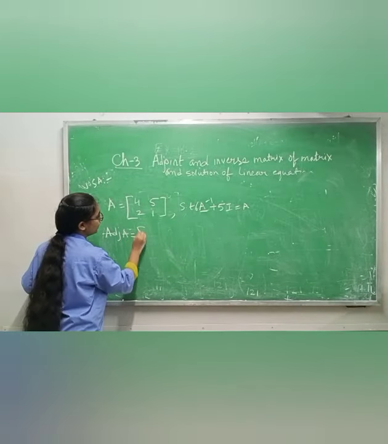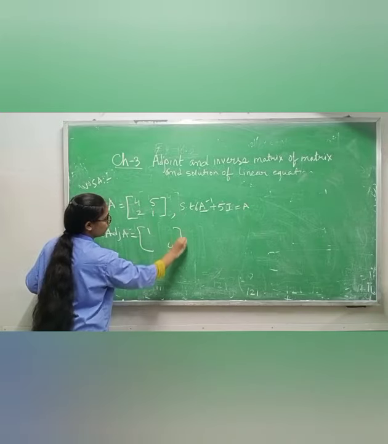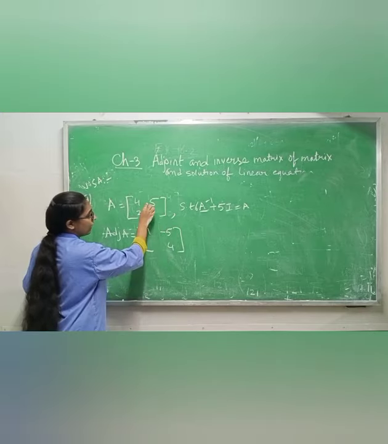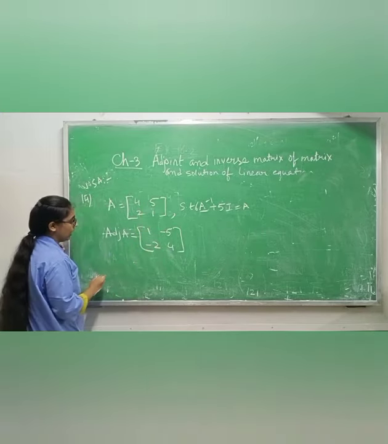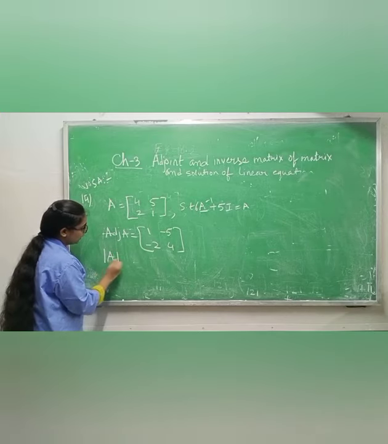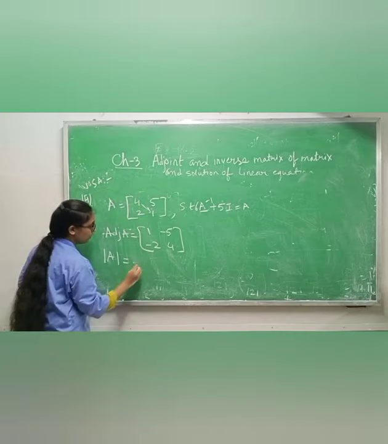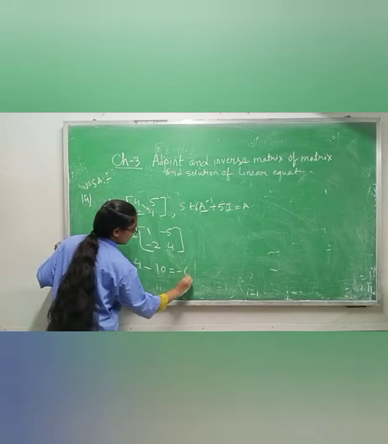A equals to, what will happen in this one? Place will change, 1 will come up and 4 will go in the 4th place. And in this one sign will change, only minus. Since we have a plus sign, we have to put a minus sign. Here also a plus sign, here we have to put a minus sign. And we have to find determinant A. Determinant A means, see this one, diagonal multiplication, 4 into 1 is 4, minus 5 into 2 is 10, means minus 6.